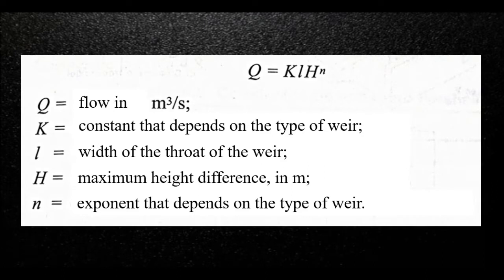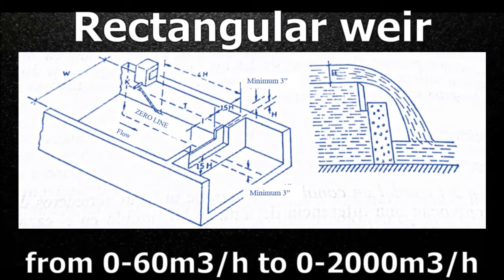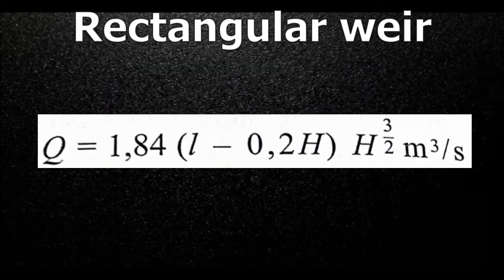The differential height is measured at a point far enough upstream so that the slope of the water surface does not influence it. This is the empirical formula for the flow, where it is proportional to the difference in height. The most used types of weirs are the rectangular with lateral concentration. This type is the simplest, cheapest, and easiest to build, suitable for measurements of flows from 0 to 60 cubic meters per hour to 0 to 2000 cubic meters per hour, this being the measurement formula that is usually used.